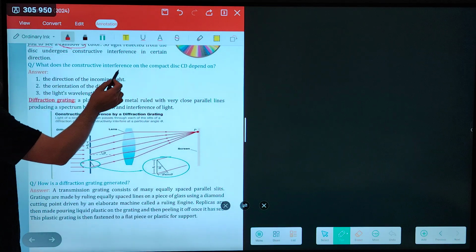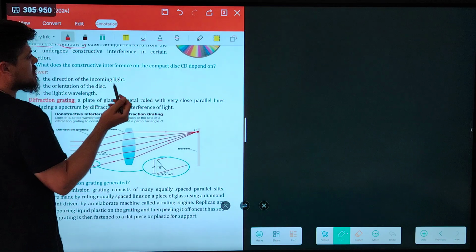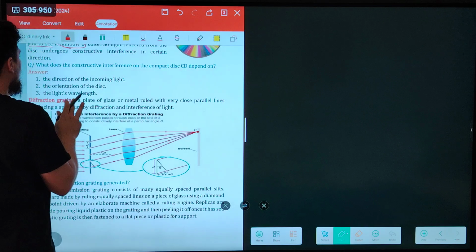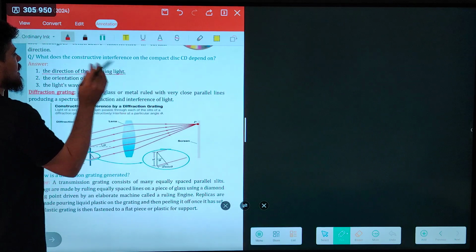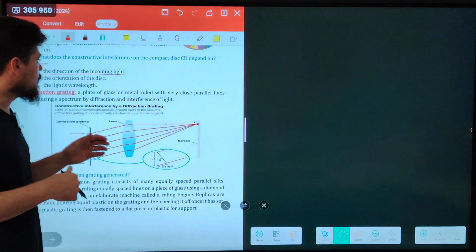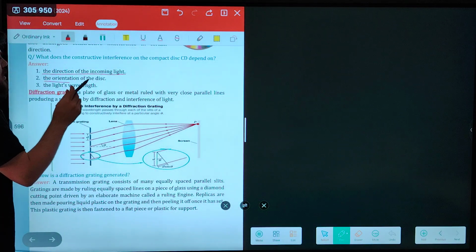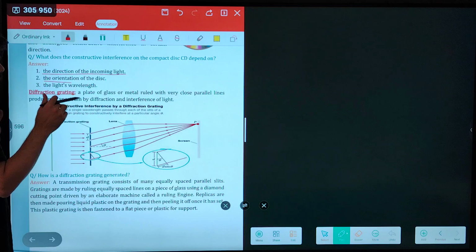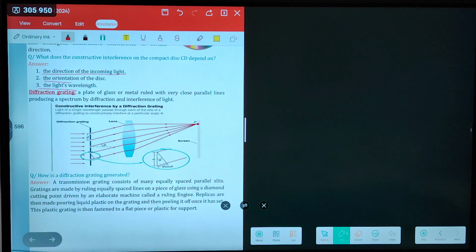What does the constructive interference on the compact disc depend on? It depends on the orientation of the incoming light when it hits the compact disc, the orientation of the disc, okay, and the light's wavelength.